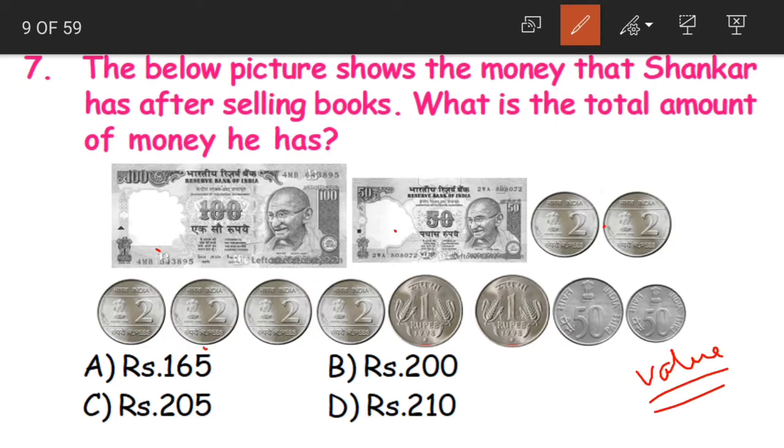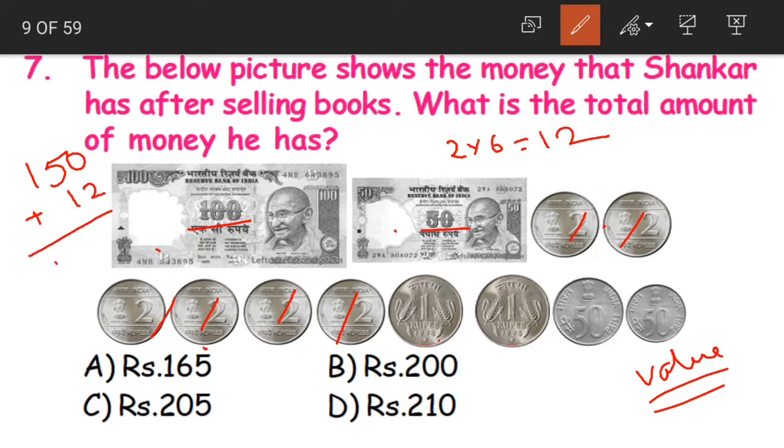Add all these together. 100 plus 50, 150, plus we are having 1, 2, 3, 4, 5, 6, 6 2 rupee coins. So 2 into 6 is equal to 12. 150 plus 12 is 162. Then we have 1, 2. So 2 rupees. When we add it, we have 164.